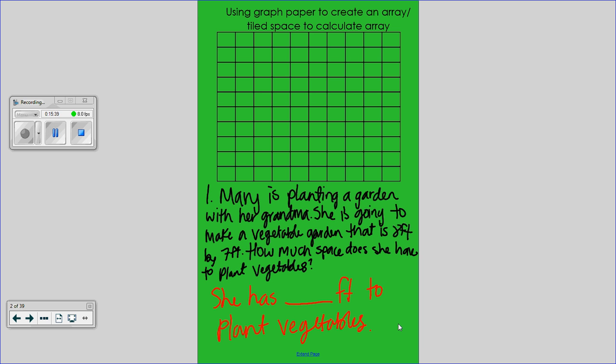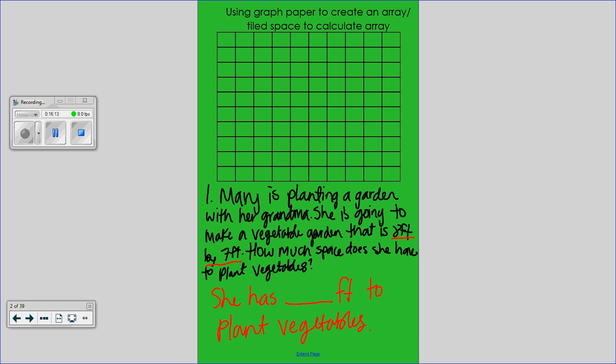All right, so by now we've read the problem. We've made an answer sentence. We know that we're counting how much space in feet. Now I want you to use your graph paper. So pull your graph paper on top of your notebook. We have to make, because the problem says that she's going to have a garden that's 8 feet by 7 feet.